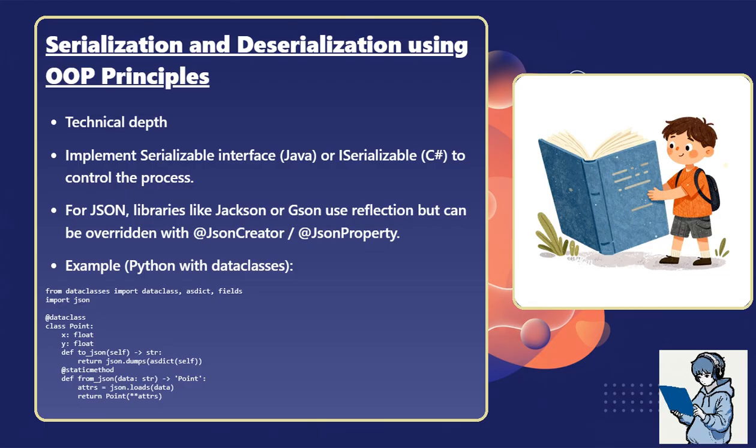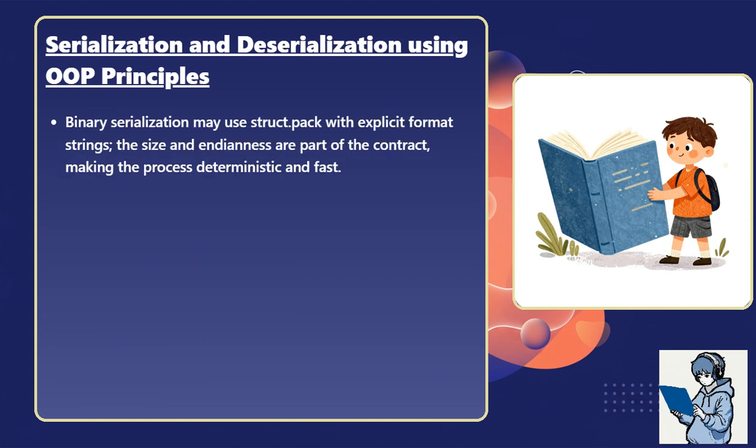Example: Python with data classes. Import dataclass, asdict, fields from dataclasses and import json. Define a data class called Point with fields x: float and y: float. Define a method to_json that returns json.dumps of asdict of self. Define a static method from_json that takes a data string, loads the JSON into attrs, and returns a new Point constructed with the unpacked attributes. Binary serialization may use struct.pack with explicit format strings.